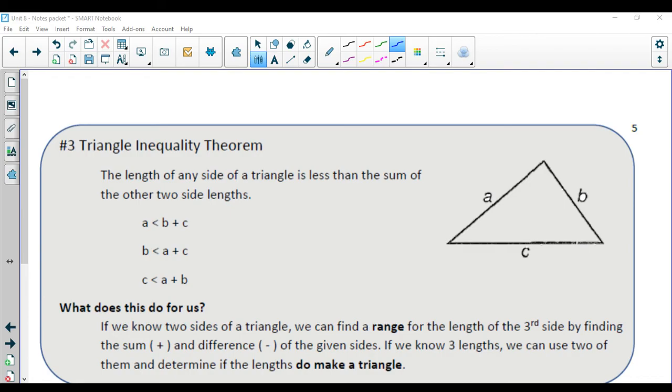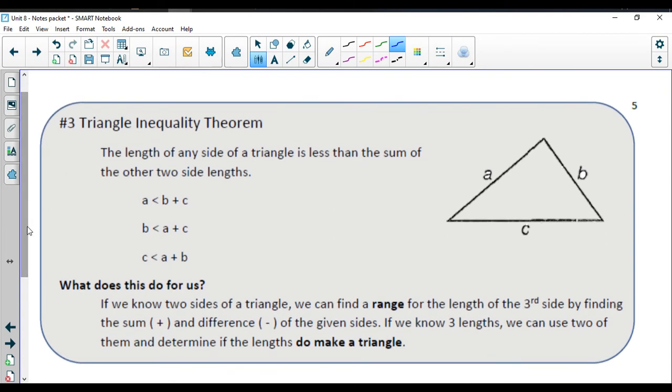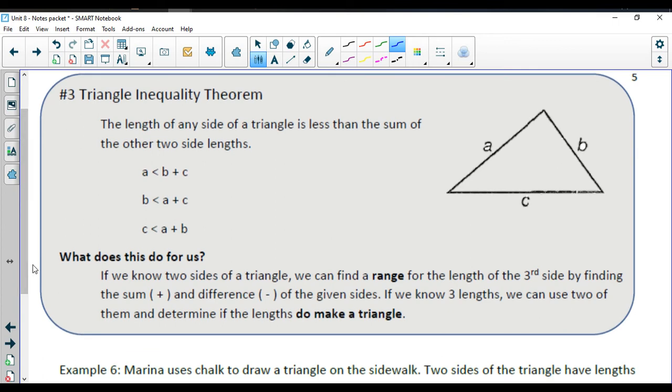For our last angle measurement pieces, we're going to talk about the triangle inequality theorem. I'm going to make an extra video to go along with this to display this to you a little bit more visually, so I'll have that coming for you as well. But for right now, what the triangle inequality says is that the length of any side of a triangle is less than the sum of the other 2 side lengths. The other side of that is that it also has to be bigger than the difference of those 2.